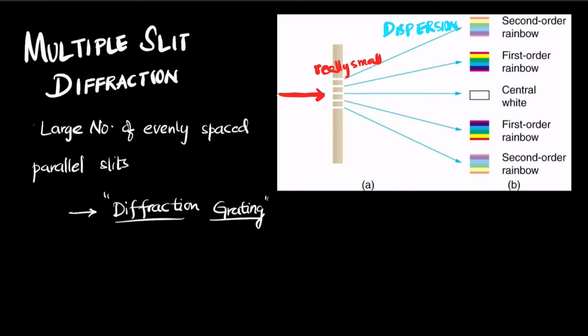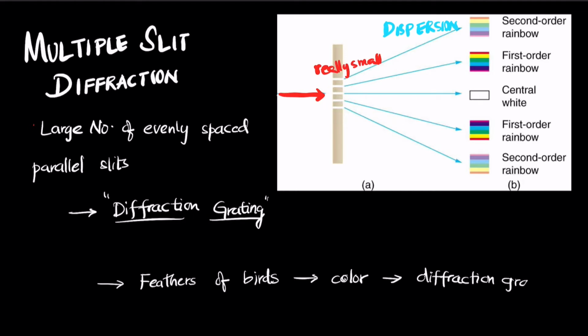Natural diffraction gratings can be seen in the feathers of birds. The reason they show color is the presence of diffraction-grating-like structures on their wings. The best example of this is butterflies. Butterflies naturally do not have pigments on them. Especially a blue butterfly does not have actual pigments. They generally create color by diffraction.